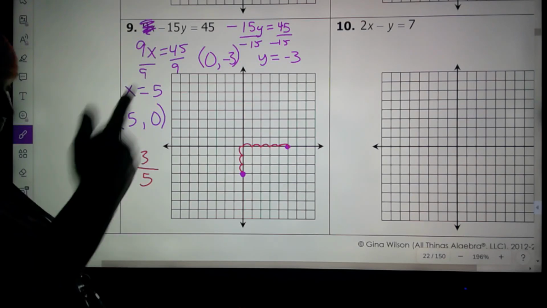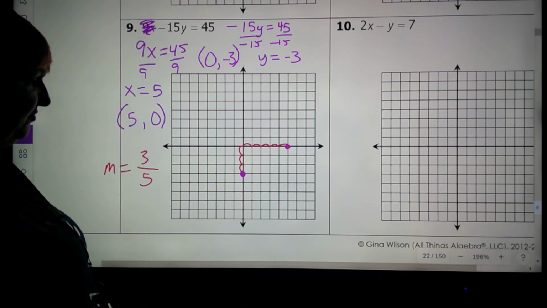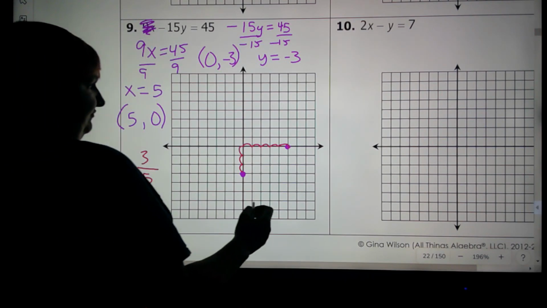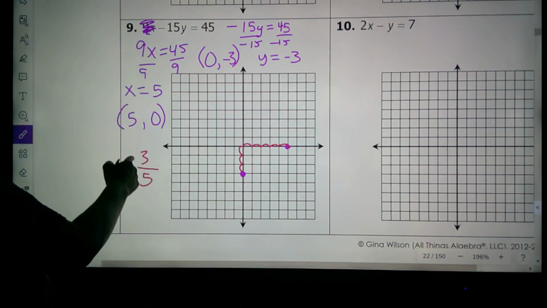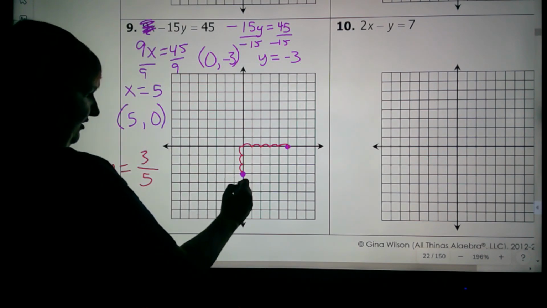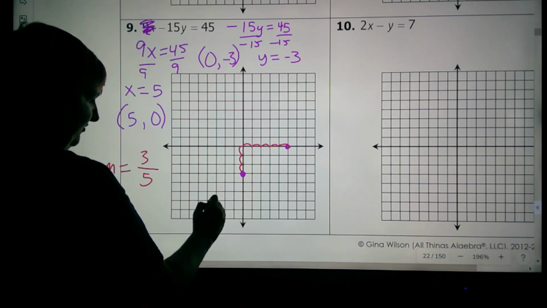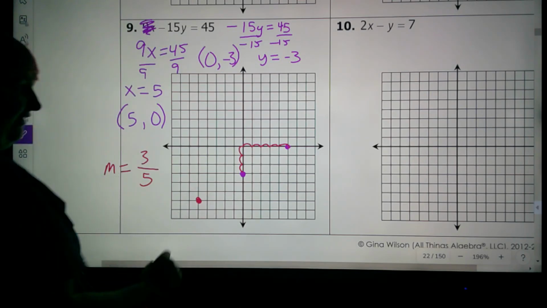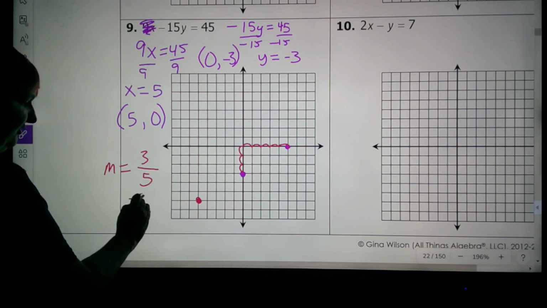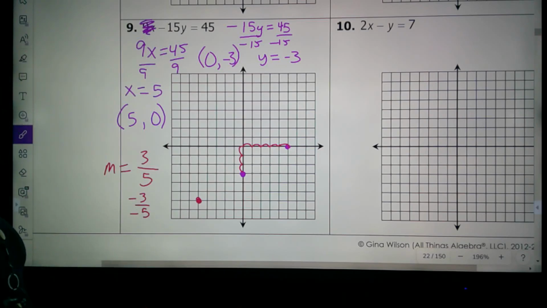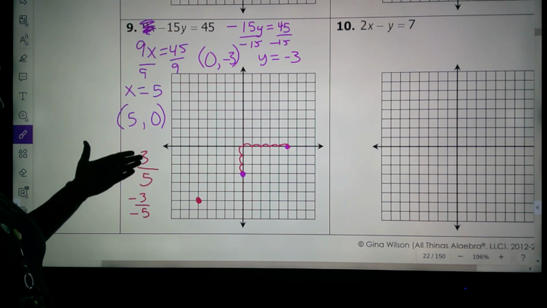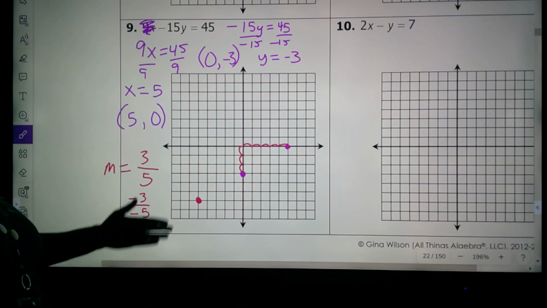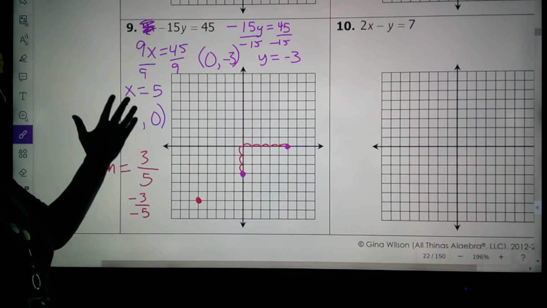So if the teacher, me, asked you to plot the next point, you could either go up 3, right 5, which would be out here somewhere, or you could do the opposite, which would be down 3, left 5. 1, 2, 3, 1, 2, 3, 4, 5. You know that negative 3 over negative 5 is equivalent. It's the same thing. So instead of going up and right, I could go down and left, because I would have run out of graph. If you're listening and paying attention, you would know that.